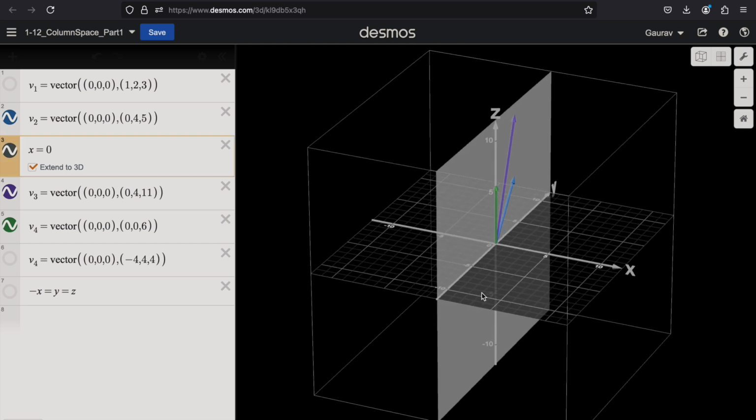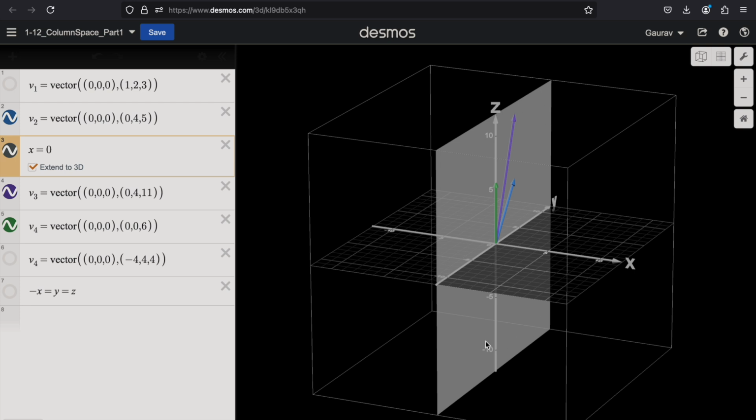But yeah, the column space belongs to R cube. You should never say that it belongs to R2. You should never say the column space is belonging to R2. It is belonging to R cube only, but it is two-dimensional. So the dimension of column space is 2. All right, we will see what dimension is.